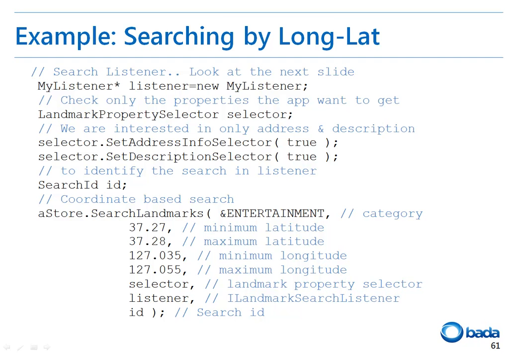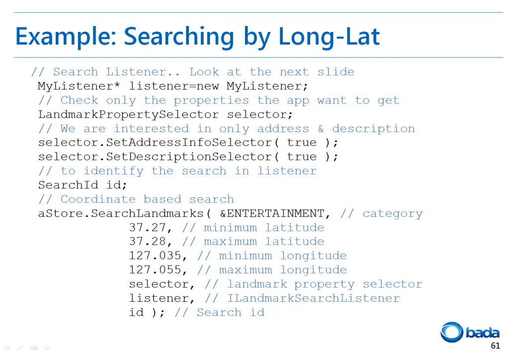Now I'll talk about how to search for a landmark with a coordinate range. Since a landmark search is performed asynchronously, a listener is prepared. Then, the landmark property selector item is prepared. The landmark property selector item is the value used to specify the information to be retrieved from the landmark information. In this sample code, the address and the description are set to true in order to get the address and description. Finally, there is the Search Landmarks function of Landmark Store.